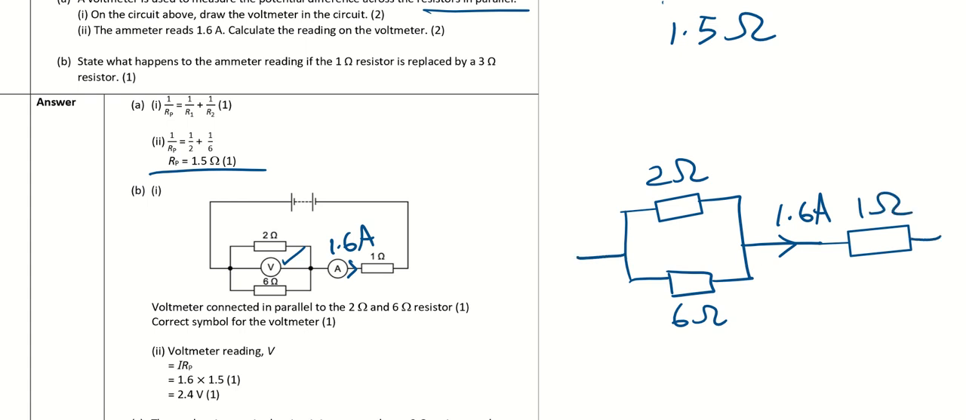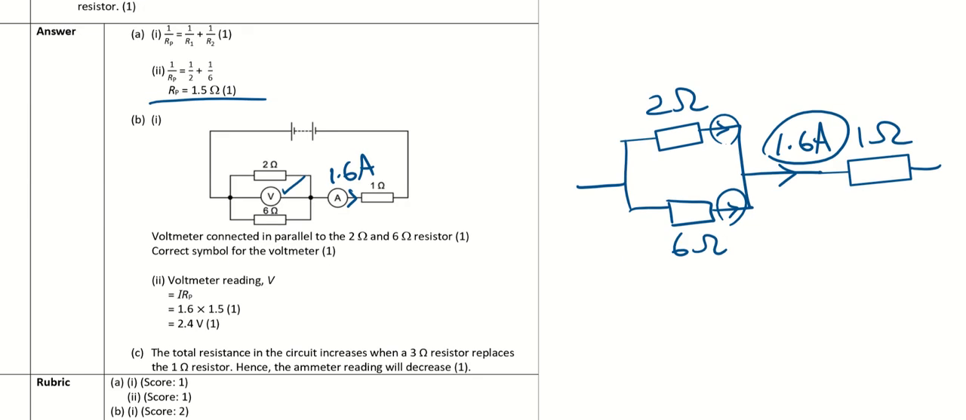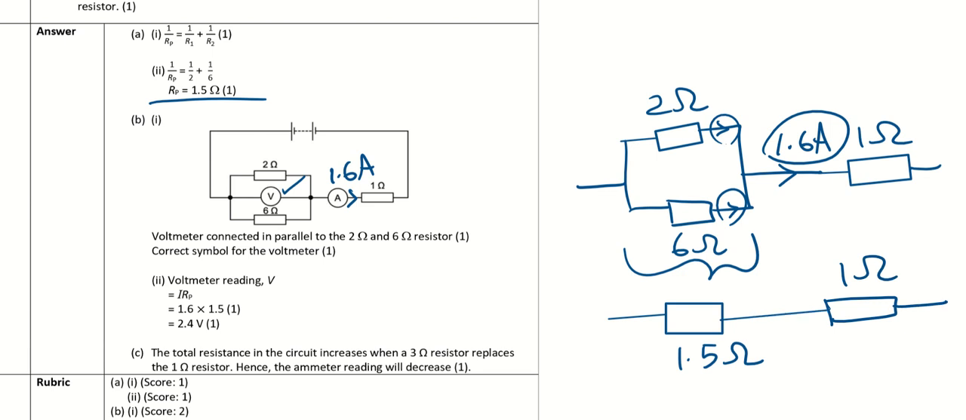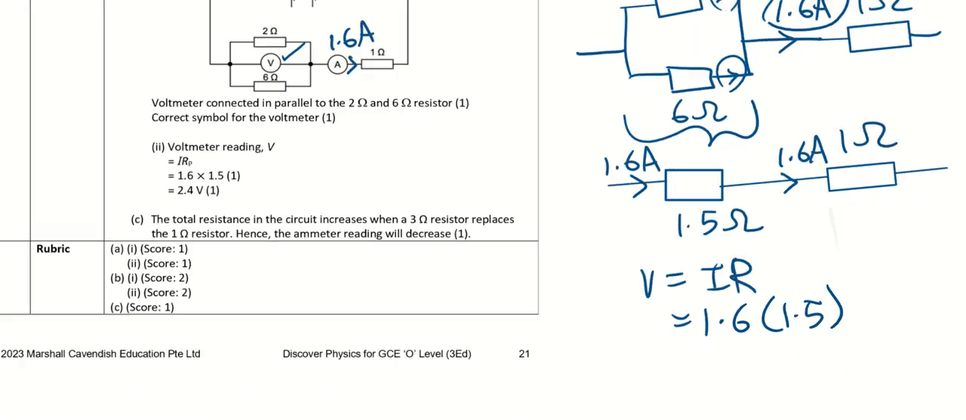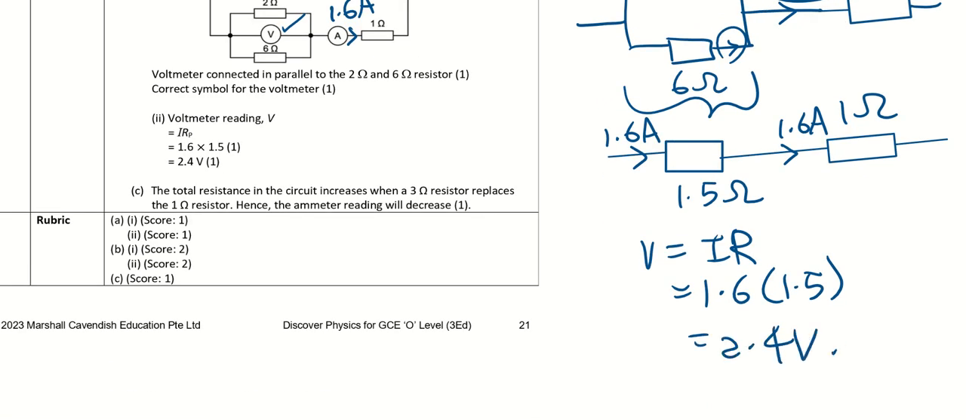So this 1.6 ampere actually passes through this 1 ohm. And this 1.6 ampere was from the sum of these 2 currents. So maybe I will convert these 2 resistors in parallel, remember they asked us to calculate the effective resistance, into 1.5 ohm. So 1 ohm, and I still have this 1.6 ampere. This 1.6 ampere actually passes through this 1.5 ohm. So I can use V equals IR, equals 1.6 multiplied by 1.5. Then I will get 2.4 volts.